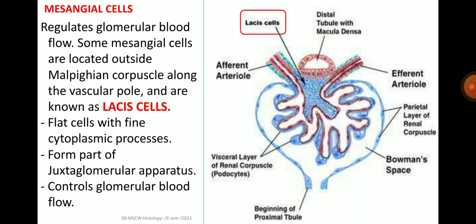Some cells are located outside the corpuscle along the vascular pole, and these cells are known as lacis cells. They are flat cells with fine cytoplasmic processes, and they form part of the juxtaglomerular apparatus. Very important here, from one mark they may ask a question. This controls glomerular blood flow. Okay, in fact, these are called JG cells, juxtaglomerular cells of this apparatus. They produce a hormone called renin. Fine. About this I'll tell you later, and the functions of it can be seen later.